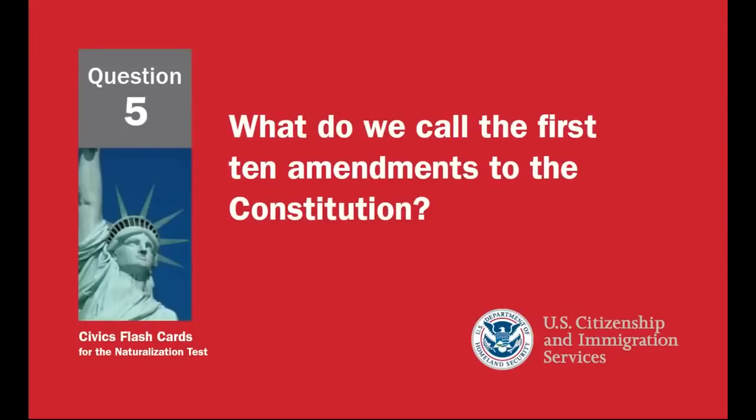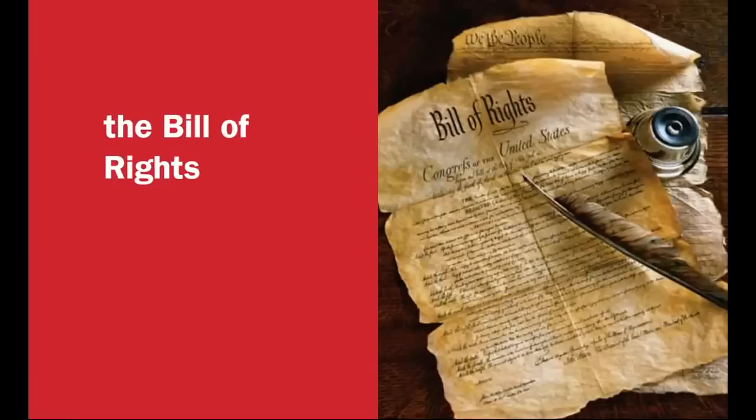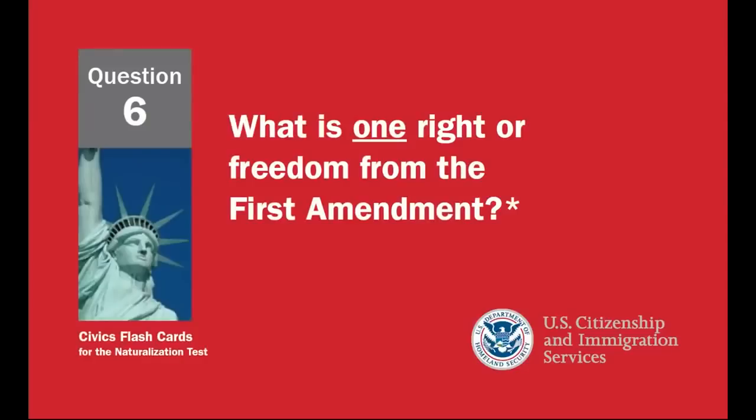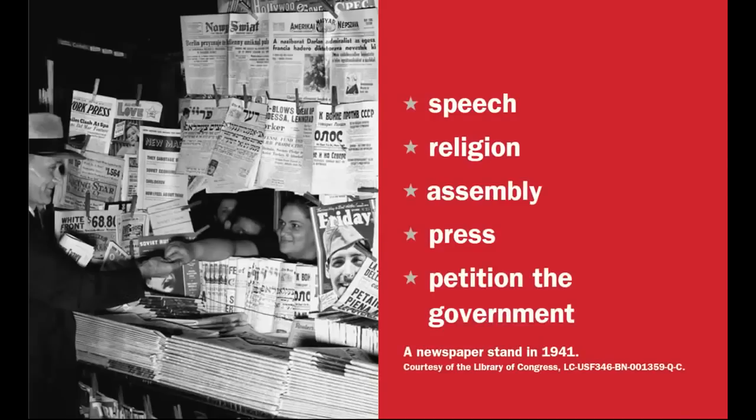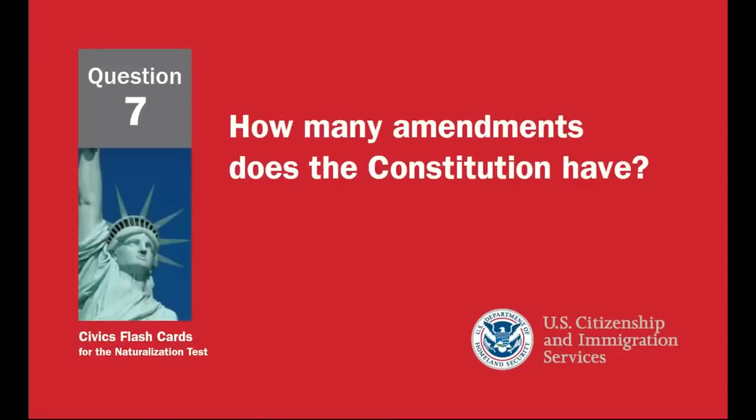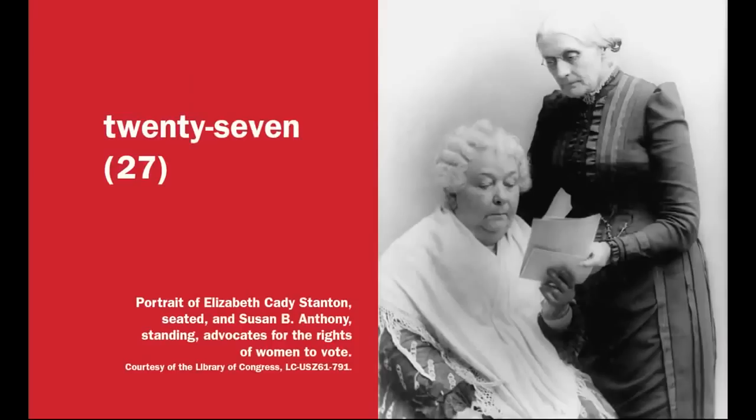What do we call the first 10 amendments to the Constitution? The Bill of Rights. What is one right or freedom from the First Amendment? Speech. Religion. Assembly. Press. Petition the government. How many amendments does the Constitution have? 27.